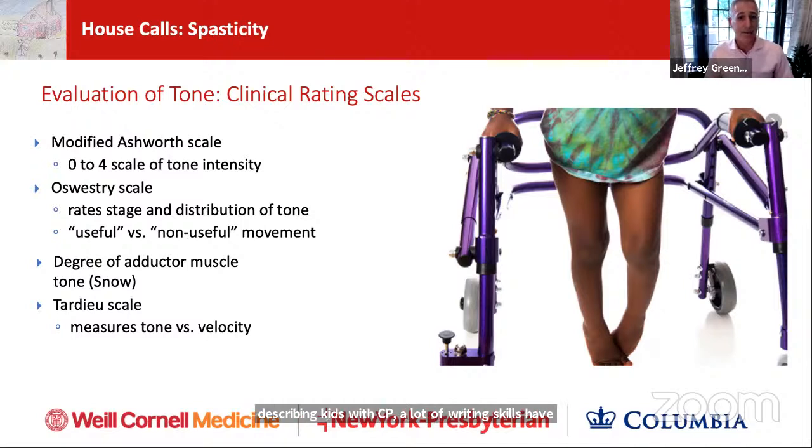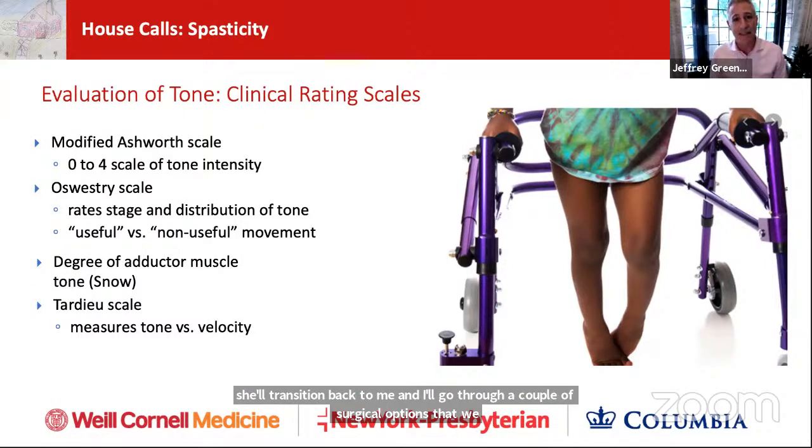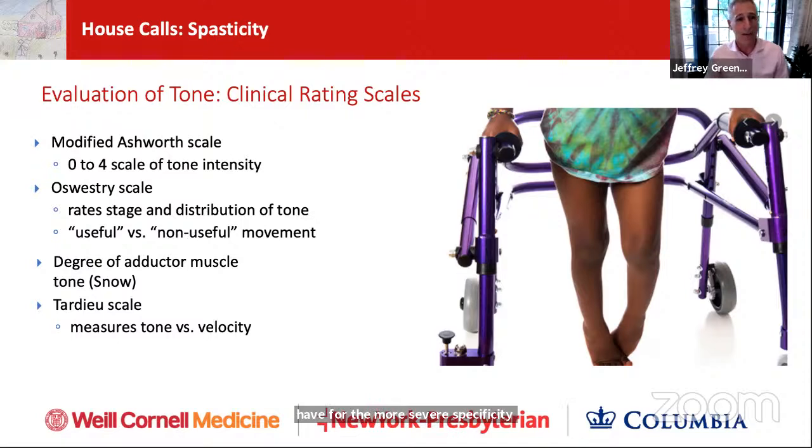I'm going to hand off to Dr. Jones at this point to carry on describing a little bit how we evaluate these children, and then some of the medical managements. And then after she gets through that part of the talk, she'll transition back to me, and I'll go through a couple of surgical options that we have for the more severe spasticity children. So I'm going to hand off right now to Dr. Jones. Thanks so much, Jeff.